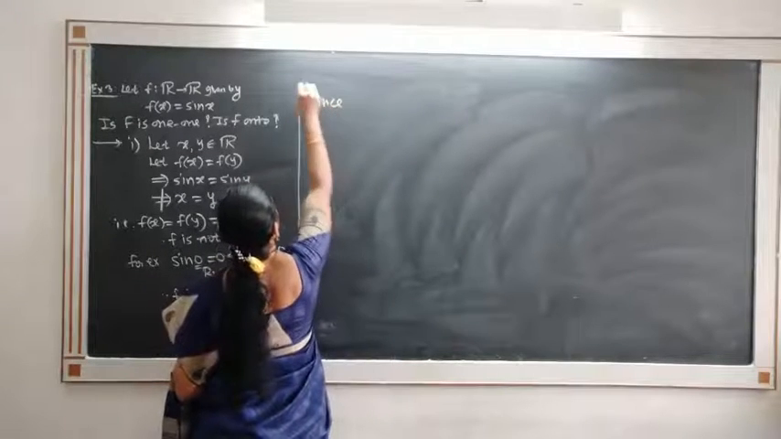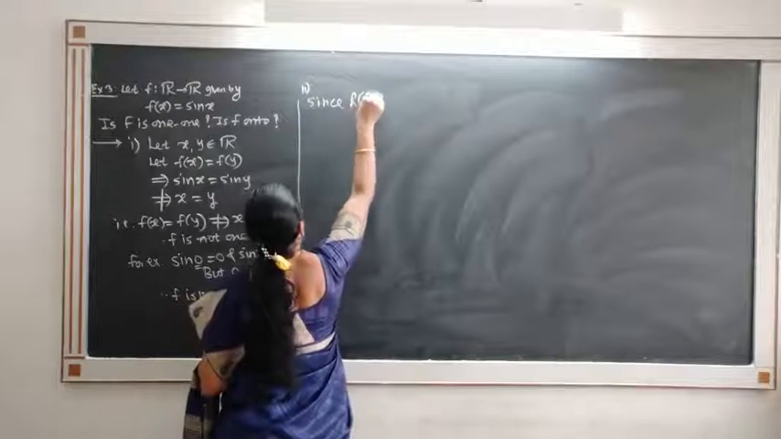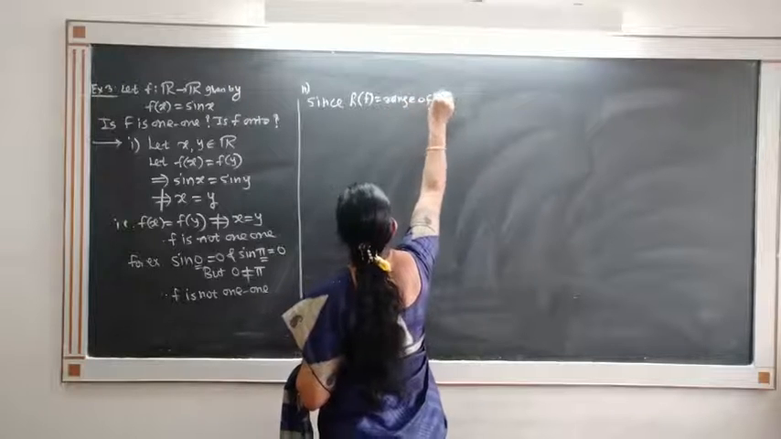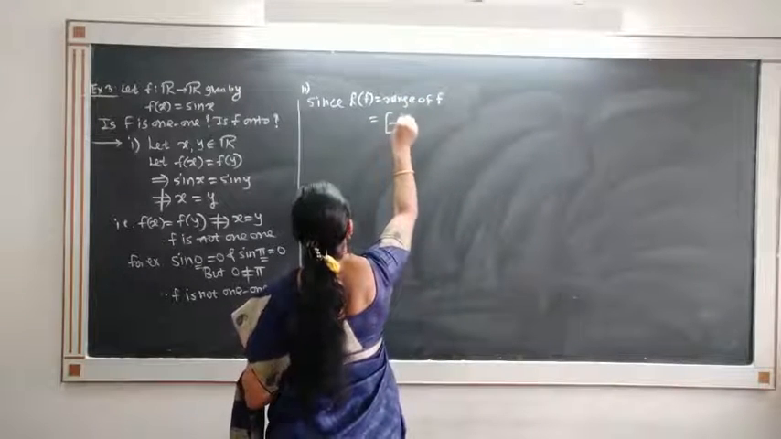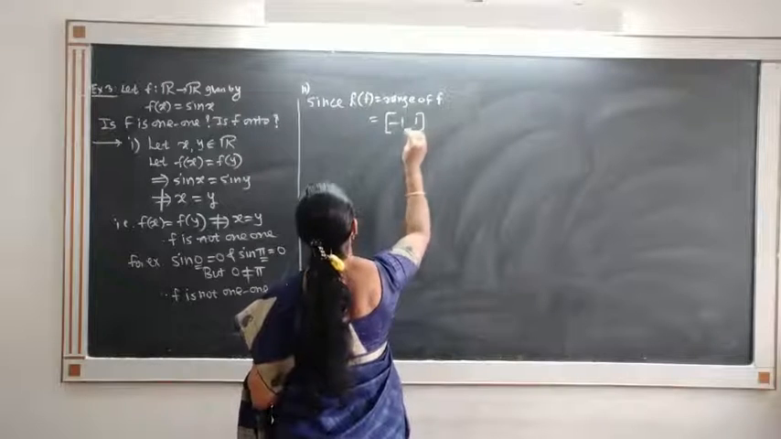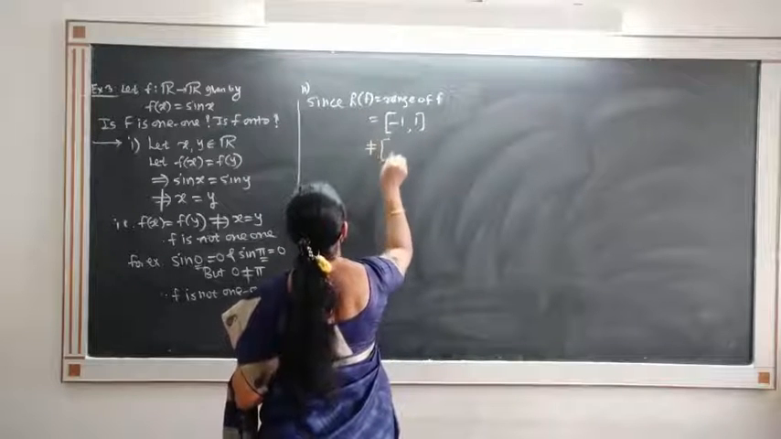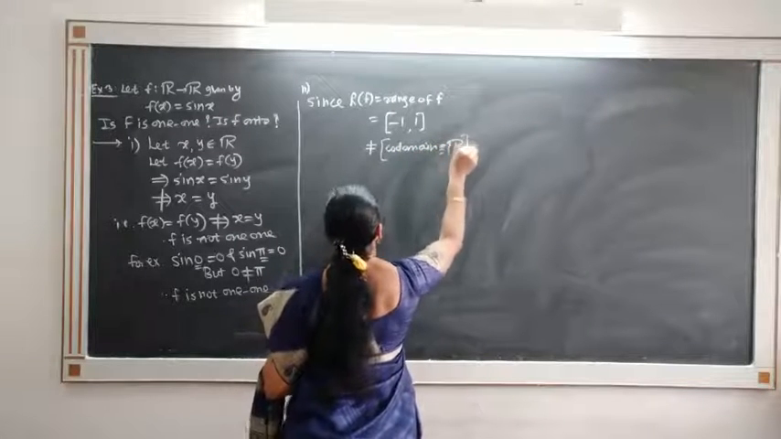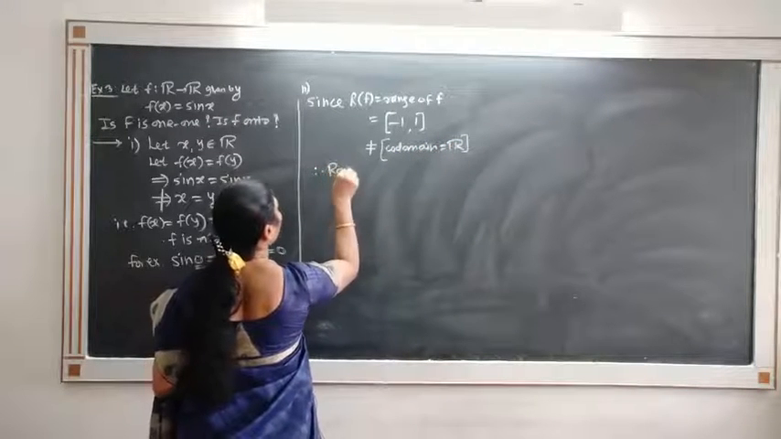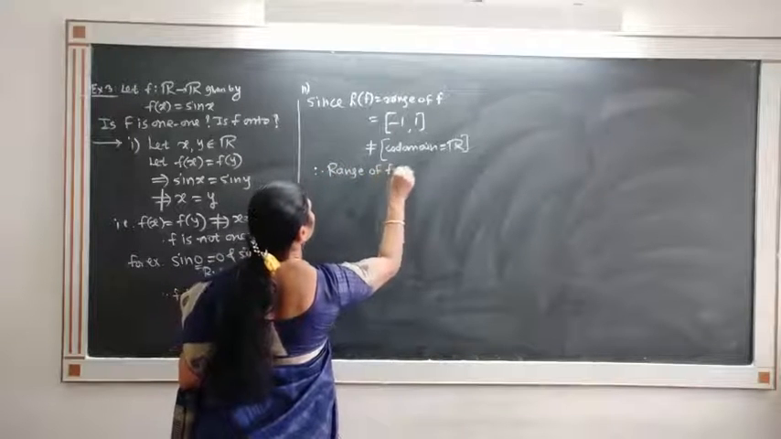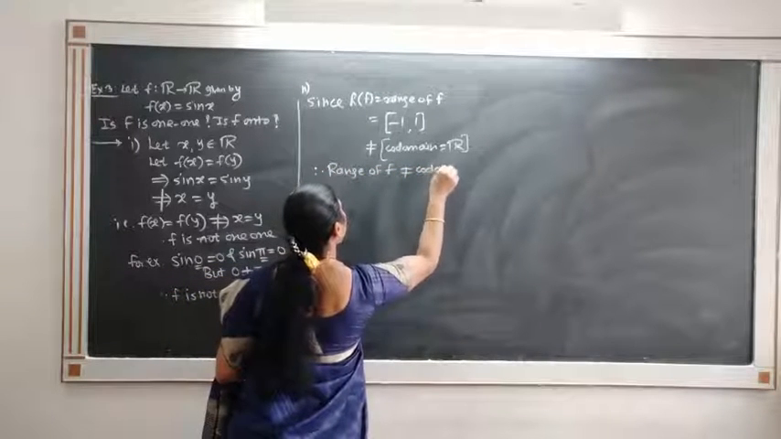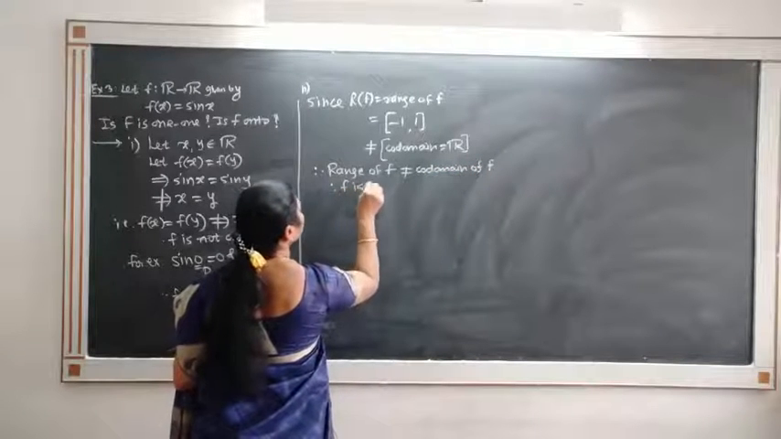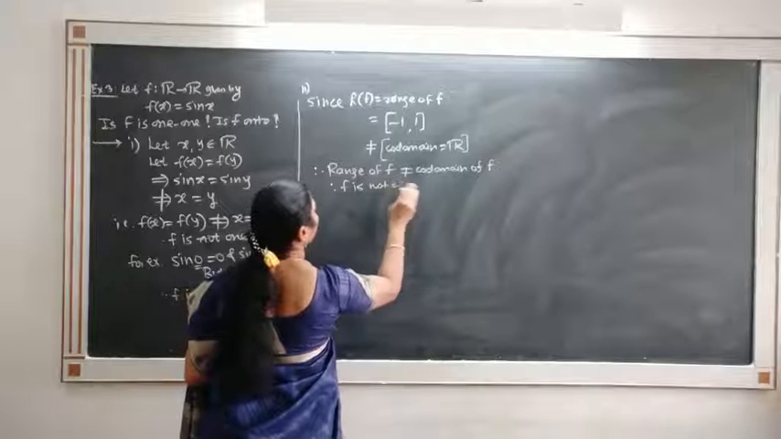Since the range of f, that is the range of the sine function, we know is the closed interval [-1, 1] and it is not equal to the codomain. What is the codomain of the function here? It is nothing but R. Therefore, range is not equal to codomain, which implies that f is not onto.